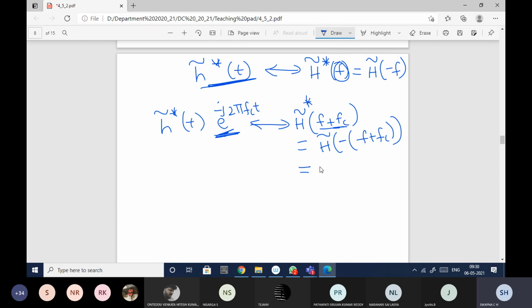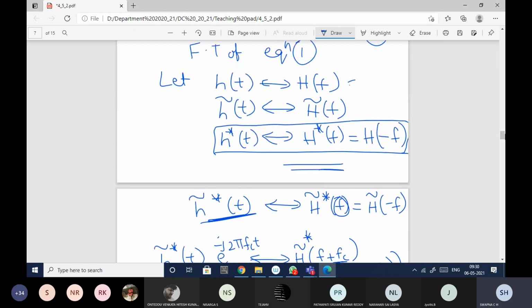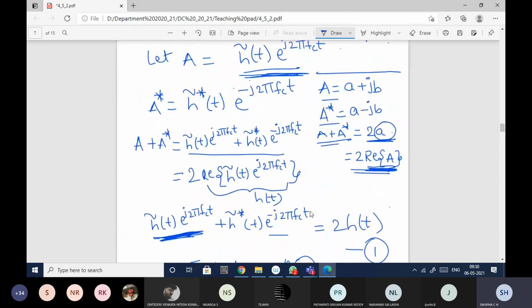Okay, so which can also be represented as h tilt of minus f minus fc. Anybody have doubts until this equation? Okay, fine. In the same way, for the second term, this term we have derived now. In the same way, we'll derive for this also.